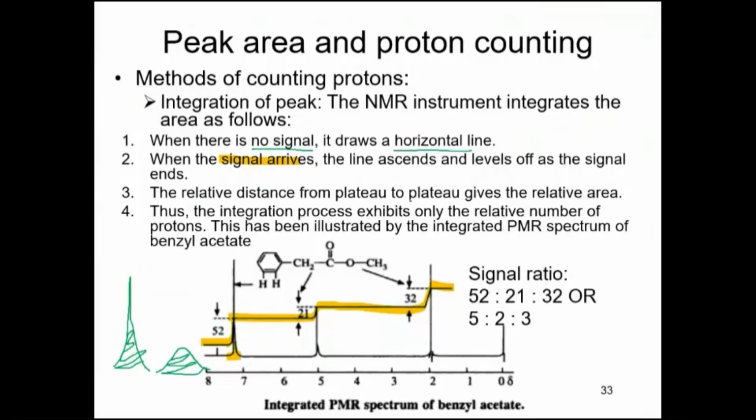So the relative distance from plateau to plateau gives the relative area. That means from this plateau to this plateau, the rise is of 51 units. Then from this plateau to this plateau, the rise is of 21 units. Then from this plateau to this plateau, the rise is of 32 units. So you will take the ratio 52 is to 21 is to 32. If you simplify it, the ratio will be 2 is to 2 is to 3. So this is the ratio of protons which are giving those signals.